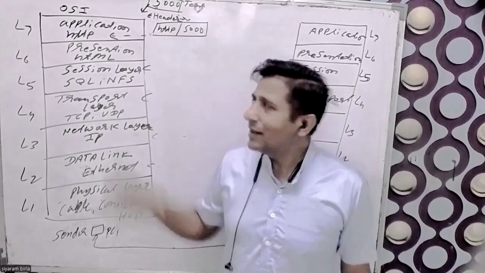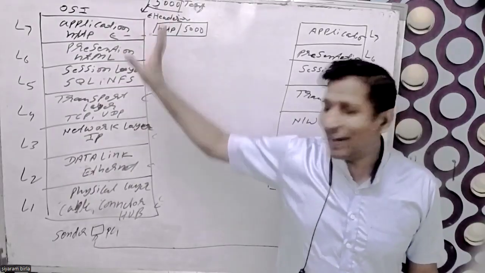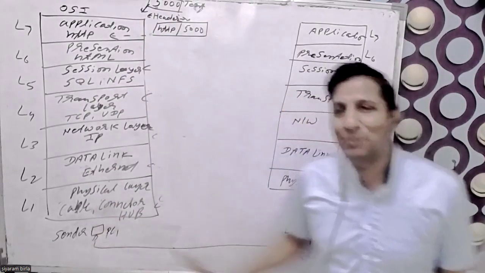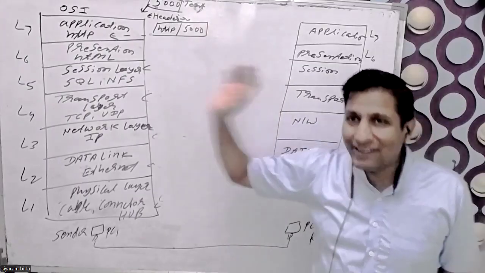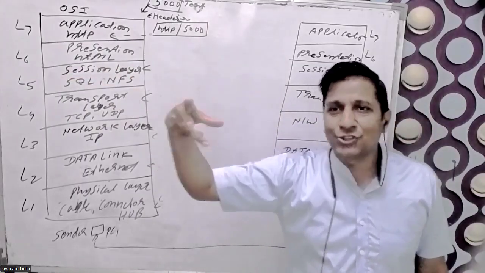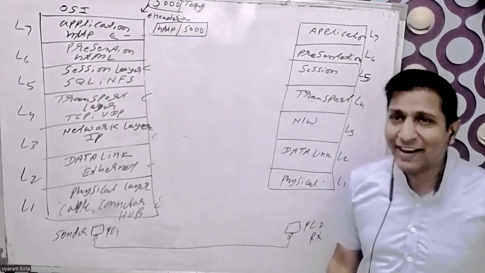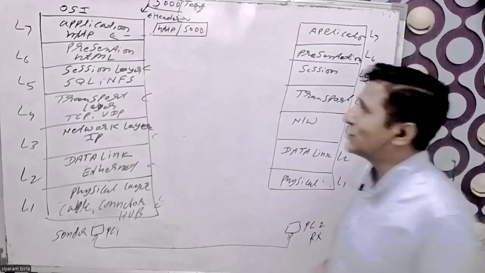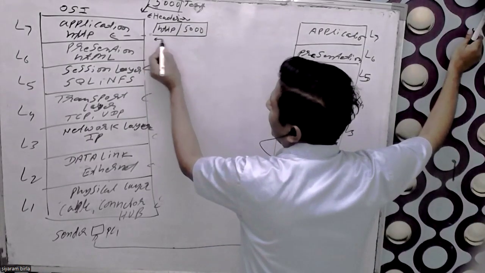So the header is HTTP. Right now HTTP does not give any information about PC1 and PC2, but it gives the information that data should be fetched, that the data should be sent. So it is putting one kind of header here. After I put the header, that is called the data.